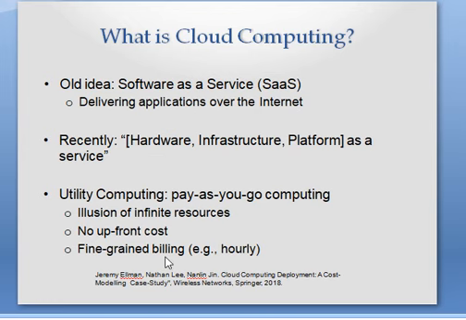And then utility computing is a way of pay-as-you-go computing. So you use resources as you need without any upfront cost. And then you get the bills based on how much you have used. You are not aware how many resources you are using, but you can imagine you have unlimited resources to use, and at the end of the day you just pay for what you have used.